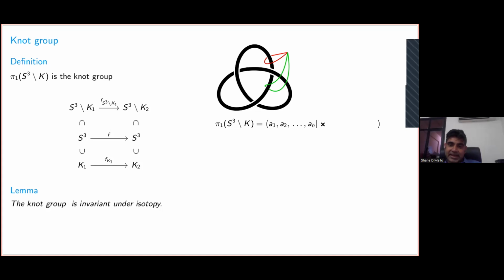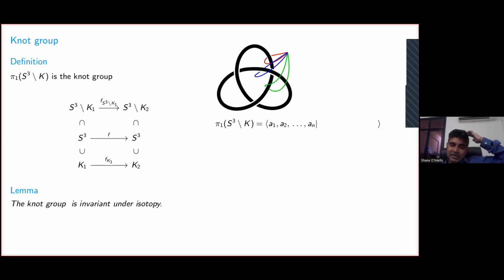So in this case, n would be equal to 3 because I have 3 arcs and I have these generators. Here you can see that I've put in one more arc, and so the red loop can be moved across this arc. The blue one can be moved across this one, and the green one can be moved across this one. So in general, you have as many loops, as many generators, as the arcs, right?